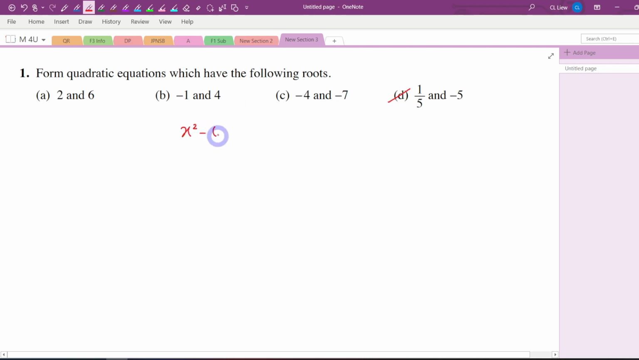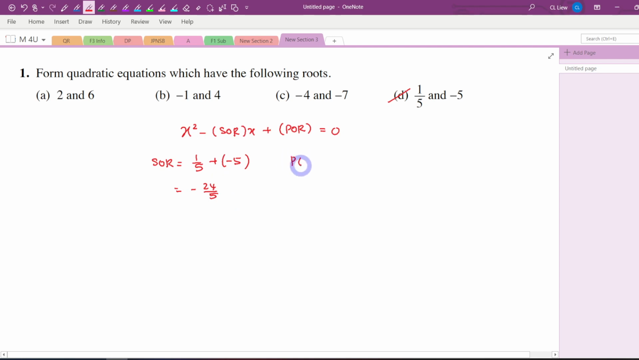x squared minus sum of roots times x plus product of roots is equal to 0. If I am using this formula to form the quadratic equation, I need to find the sum of roots and the product of roots. So sum of roots, this plus this, 1 over 5 plus negative 5. You can just press your calculator. This is negative 24 over 5.